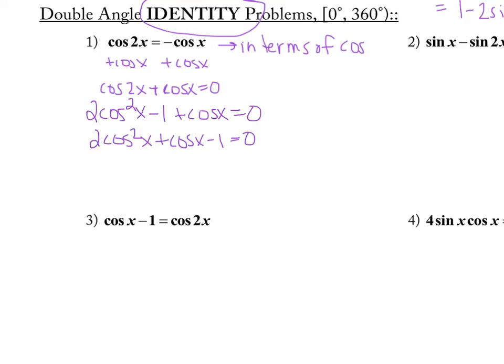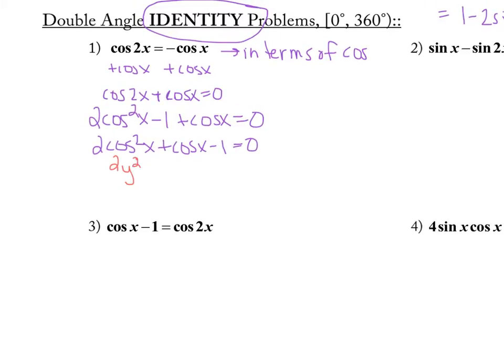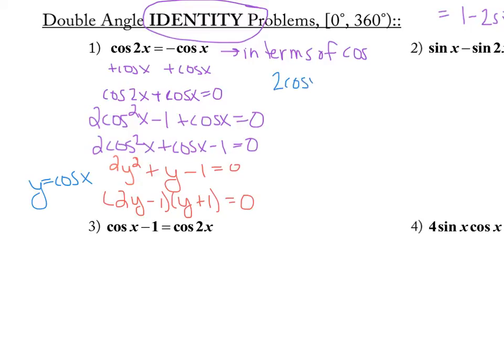All right, so at first sight, this might look like it's difficult to factor, and we went over this last week as well. 2y squared plus y minus 1 equals 0. Okay, so how does that factor? Okay. It factors to 2y minus 1 times y plus 1. And the y's are standing for cosine of x. So now we have 2 cosine x minus 1 equals 0 and cosine x plus 1 equals 0.